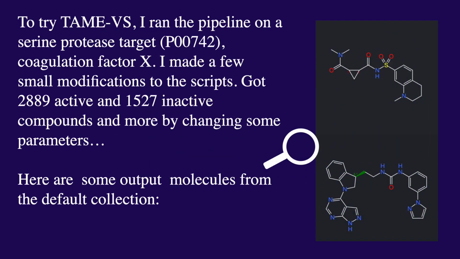To try the tool, I ran the pipeline on a serine protease target. I made a few modifications to the scripts to better fit my project, and the workflow ran smoothly from target expansion to final hit selection. The output included a rank list of candidate compounds with physicochemical properties and QED values. And here I'm showing only 2 molecules.